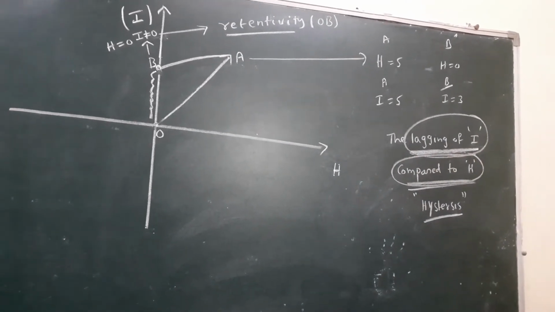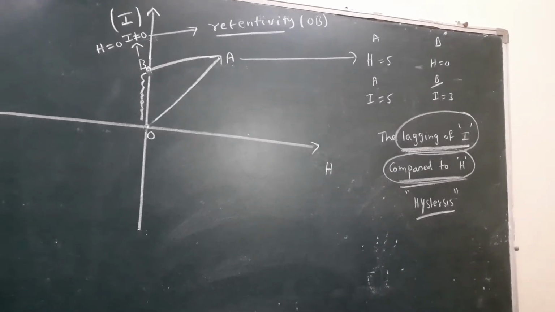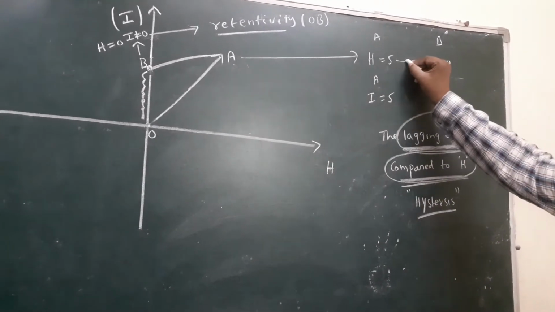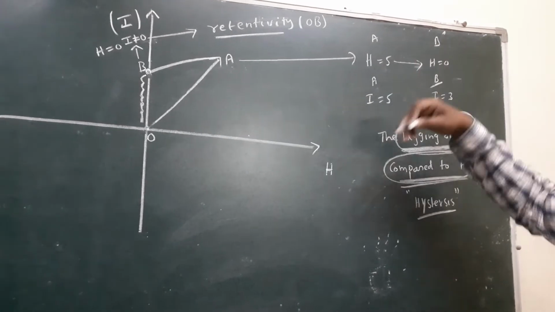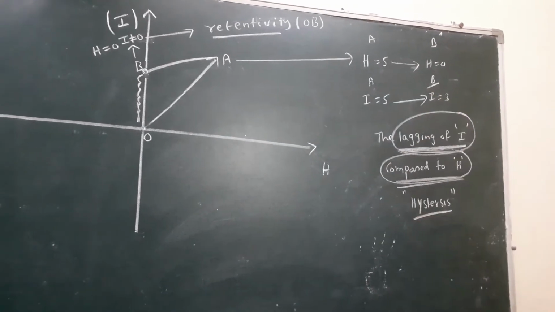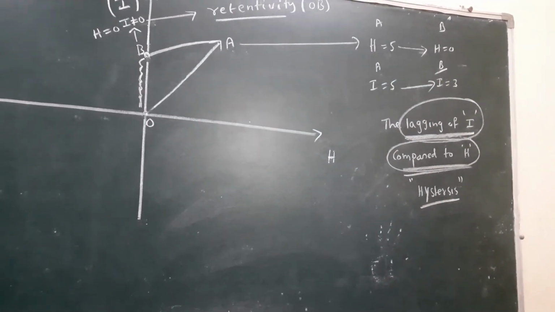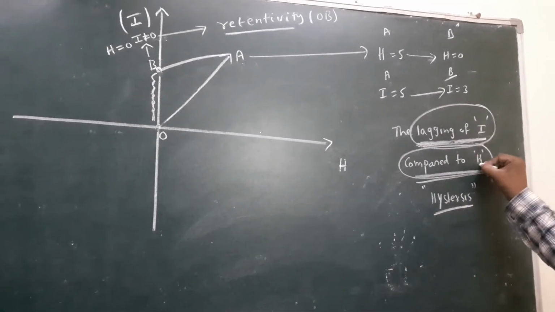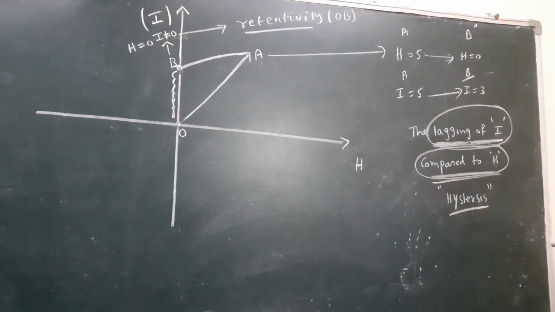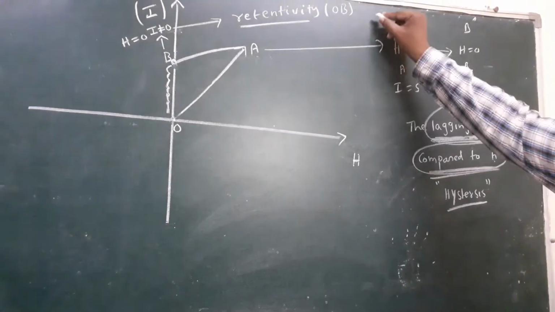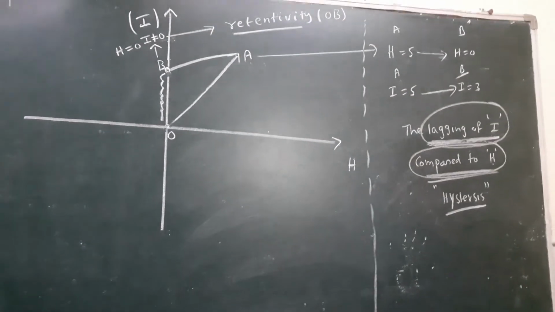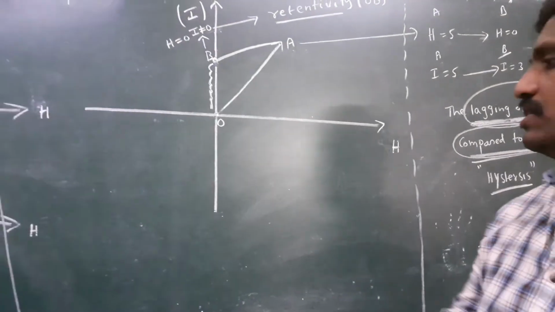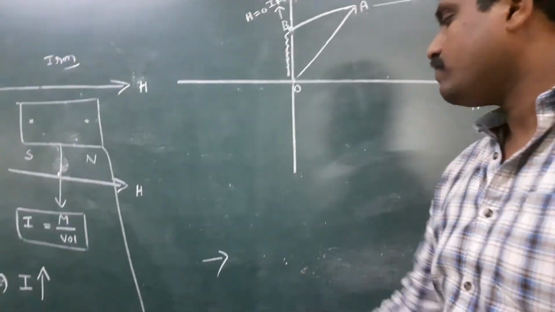This phenomenon is called hysteresis. Here, H went from 5 to 0, so the difference is 5. Here the difference is 2, which means I decreases less. That means I lags behind H. This phenomenon is called hysteresis. Next, I will discuss one more point.